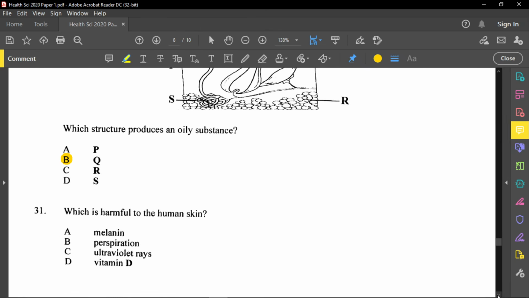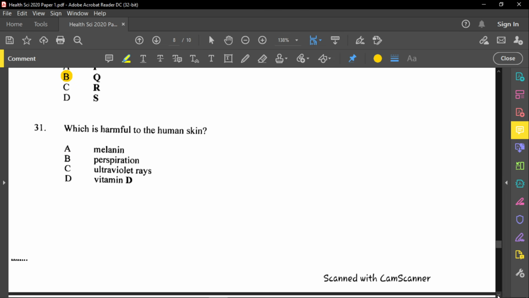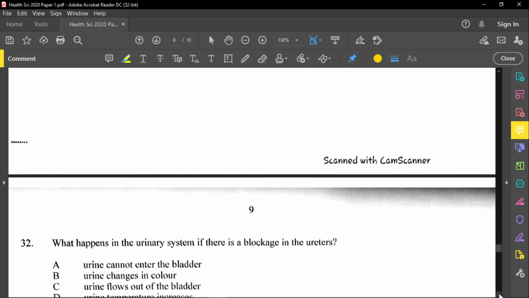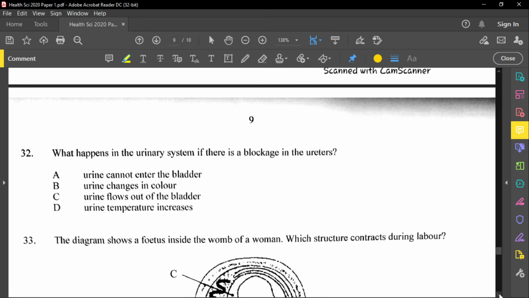All right, now 31 asks which one is harmful to human skin. Here it is ultraviolet rays, because ultraviolet rays can possibly cause skin cancer. Melanin is good because melanin will protect us from the ultraviolet rays. Perspiration is sweating, and sweating helps to cool the body, so that's a good thing if you're hot. Vitamin D is also good, so it is a good thing to produce vitamin D.